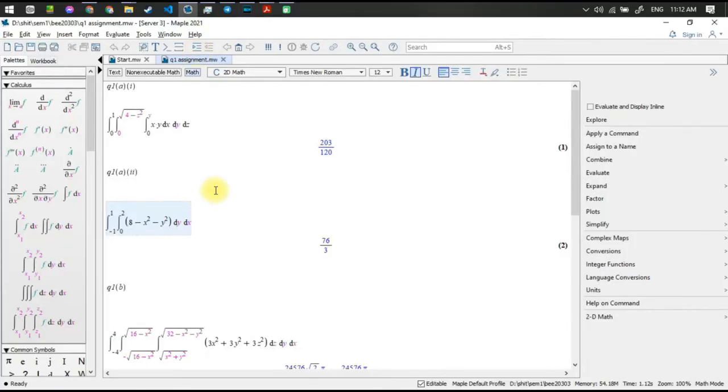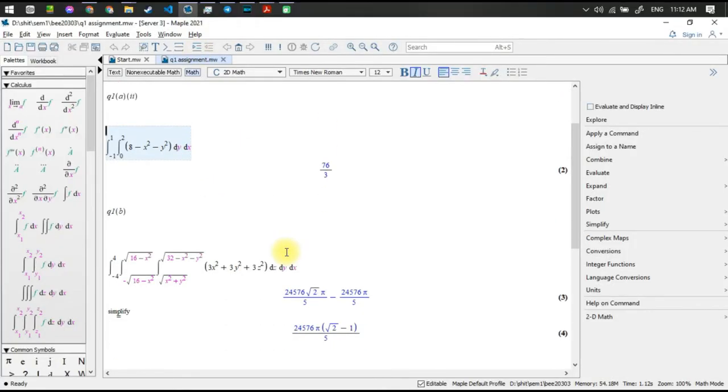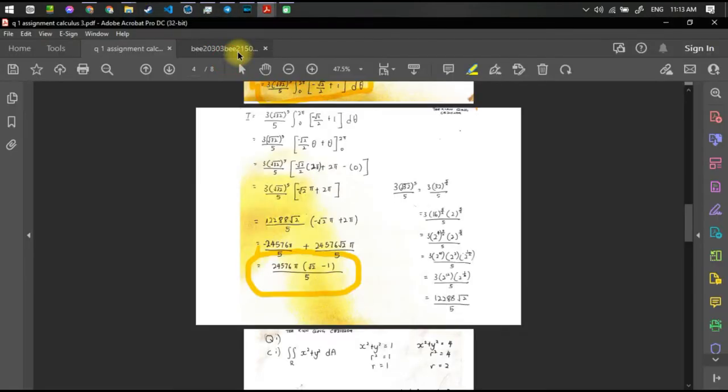Let's look at the marker. Yes, this is the equation of the question. Then we get this answer. Then we simplify it. We'll get this answer. Thank you. Save your answer.